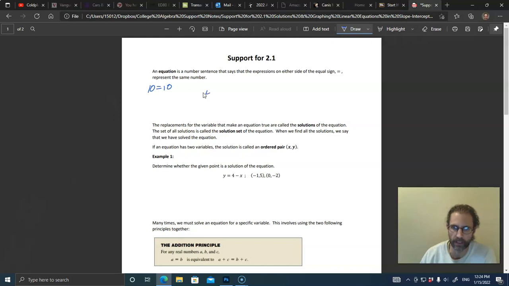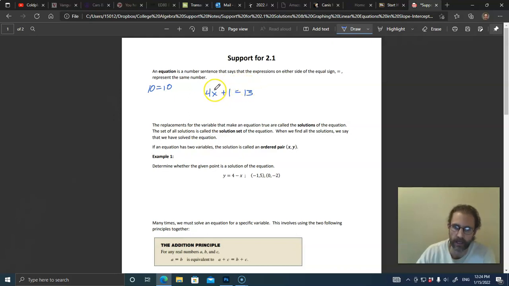So something like this, 4x plus 1, we'll say is equal to 13. This is an equation as well. It's got an equal sign. Many times, though, with equations like this, in which there's a variable, we're interested in trying to figure out the value of that variable that would make the left side become equal to the right side.